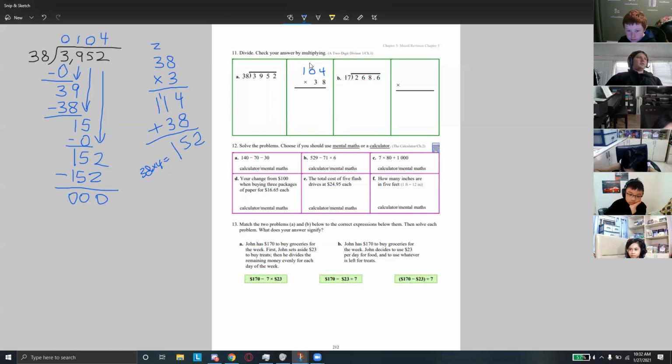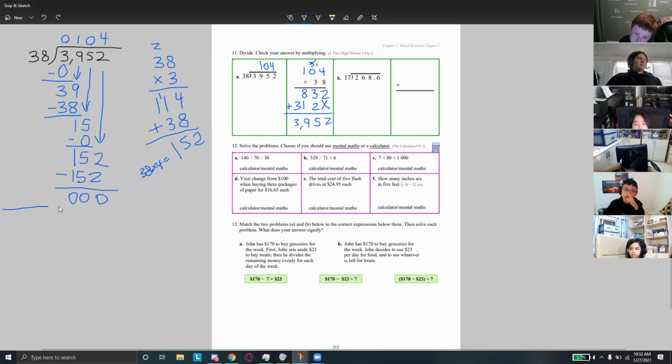8, 16, 24, 32. 8 times 0 plus 3 is going to be 3. 8 times 1 is 8. Next number. 3 times 4 is 12. 3 times 0 plus 1 is 1. And 3 times 1 is 3. So 3,952, we could check our answer, and that is absolutely correct. I guess I should write this up here, 104. Great, okay.